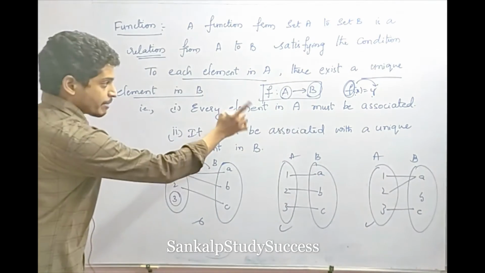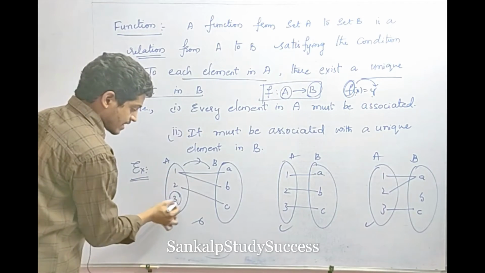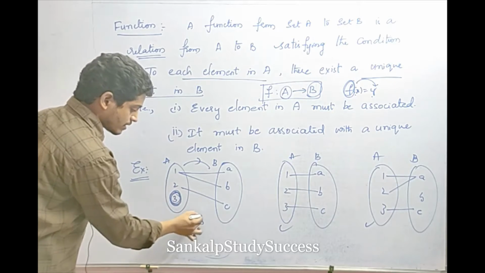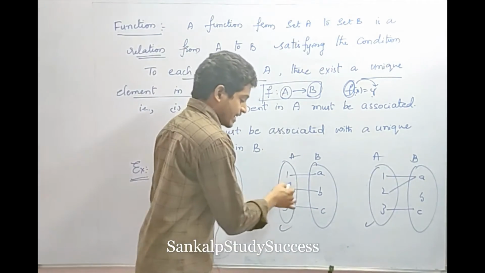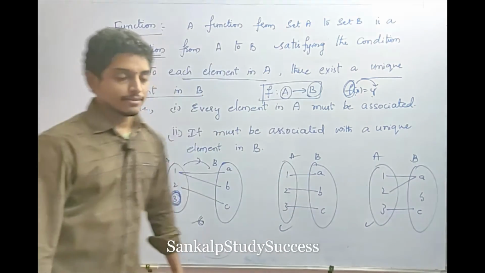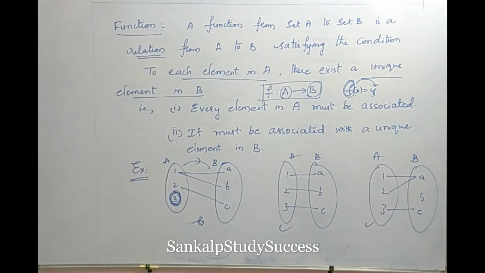So every element in A must be associated. Since there is an element which is left empty, this is not considered a function, but these two are functions because every element in A is associated with the others. Right? So this is all about a function. Now let us see different types of functions.